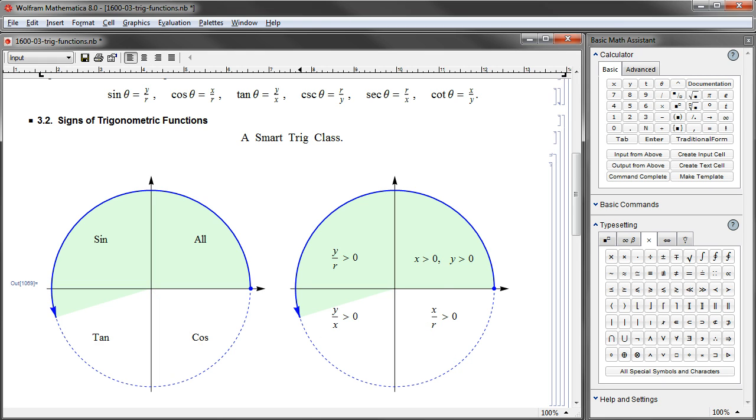If I run it again, okay, we ended up with the third quadrant. In this particular case, both x and y are negative, so y over x, tangent, is positive, the others are negative. Well, the same argument applies for the second quadrant too. So we end up with a smart trig class. All positive, sine is positive, tangent is positive, cosine is positive.